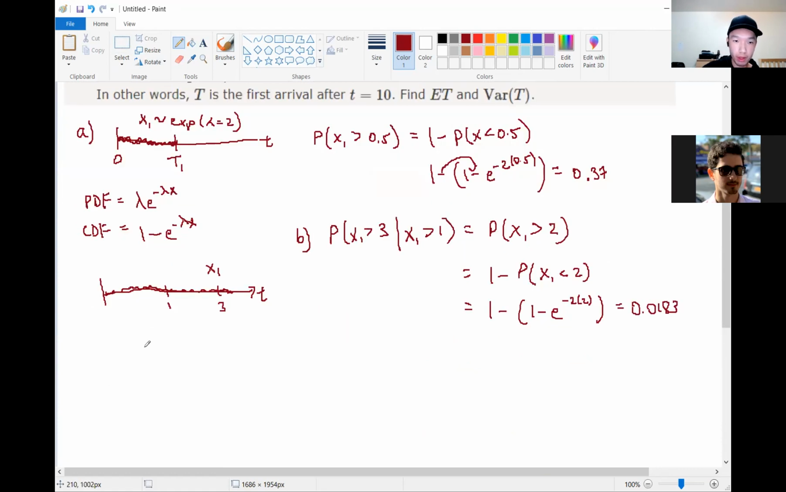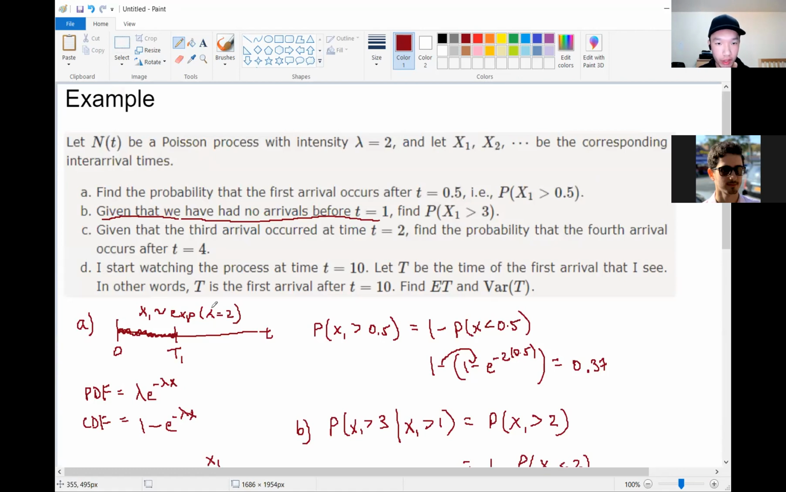All right. And then part C. Part C says, given that the third arrival occurred at time t equals 2, find the probability that the fourth arrival occurs after t equals 4.